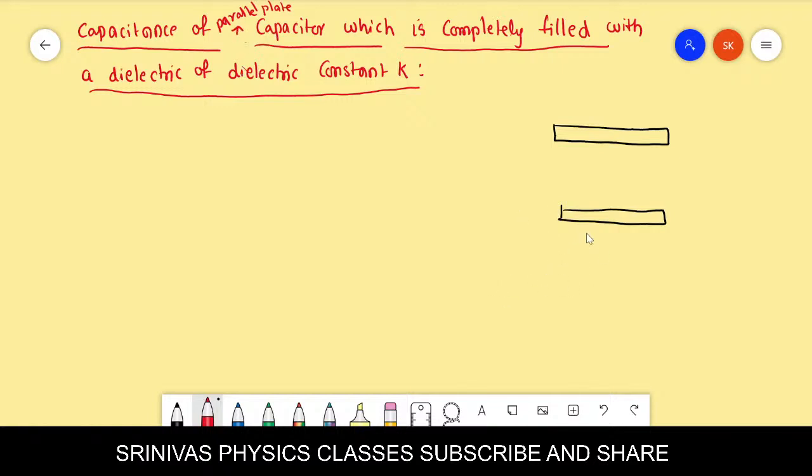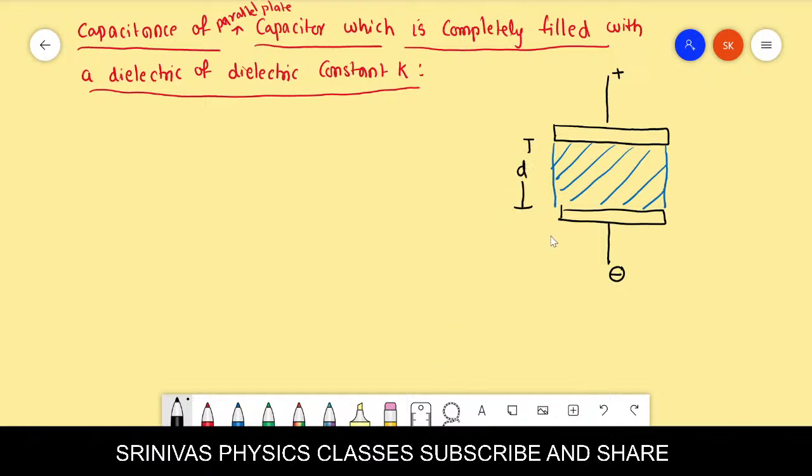Here this plate is connected to the positive terminal and this is connected to the negative terminal. Very important derivation. Remember it. The space between the plates is completely filled with a dielectric. Dielectric means a non-conducting substance. What is the need to fill with the dielectric? To increase the capacitance. If it is filled with the dielectric, then the capacitance will increase.